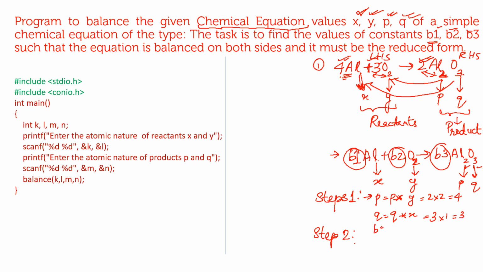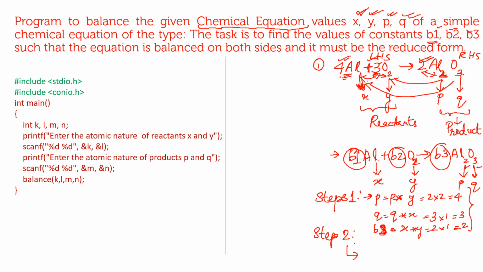So what is the third coefficient? First you are going to find out your B3 also. B3 will be equal to X into Y. So these three steps you have to remember, X into Y. What is the value of X into Y? 2 into 1, which is equal to 2. So this is your first step.